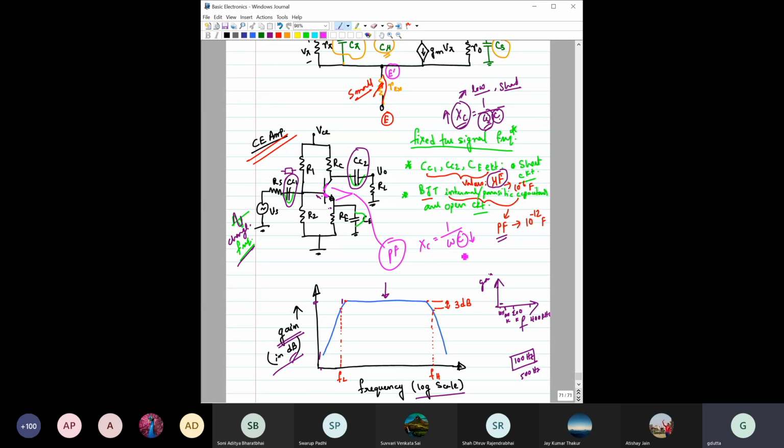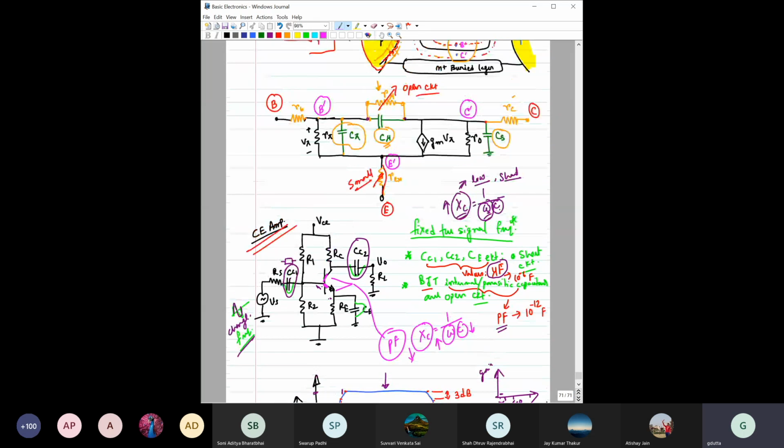This is low, right? I understand. But now we are increasing omega, right? So this value of XC is also falling down, right? So when the frequency is very high, then these internal capacitances you cannot neglect any further. So you have to consider that. When you consider that, then the total circuit would become something like this, right?